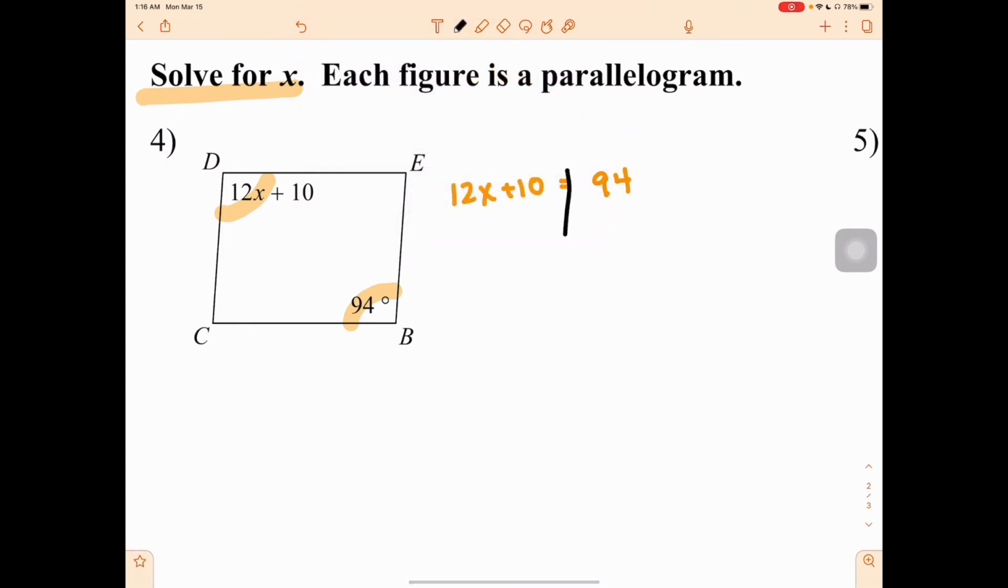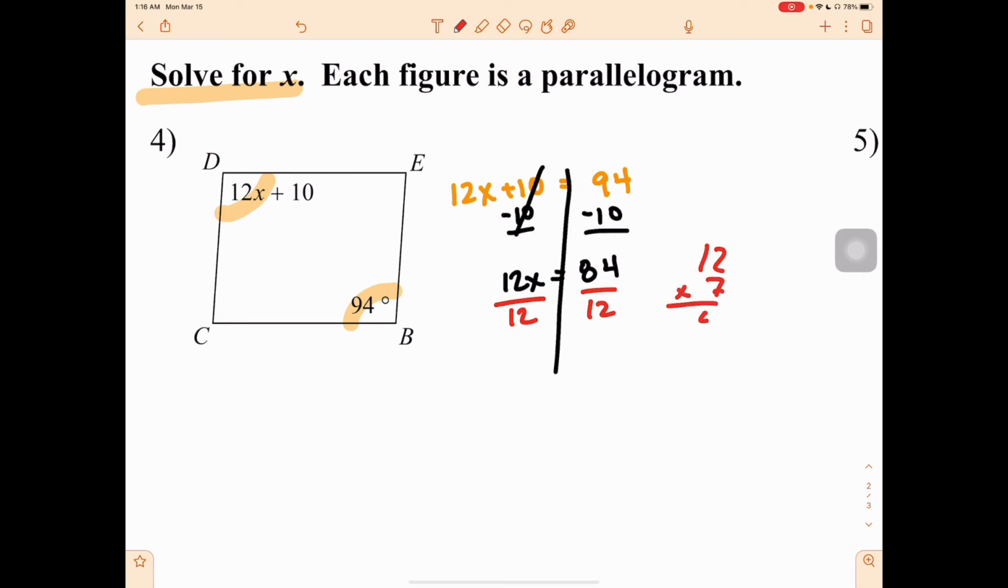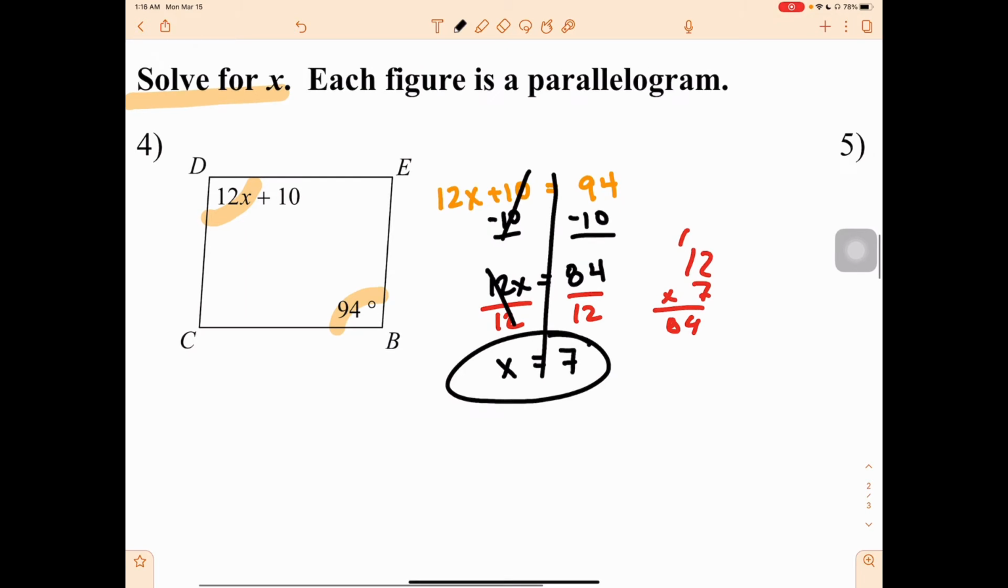And now we can solve. So first I'm going to subtract 10 from both sides. And I'm going to go through these relatively quickly. You can always pause the video, make sure you are trying them out on your own first. I believe this is 7. Yeah. Okay. So that's just me checking my work. So I know x equals 7. 84 divided by 12 is 7.